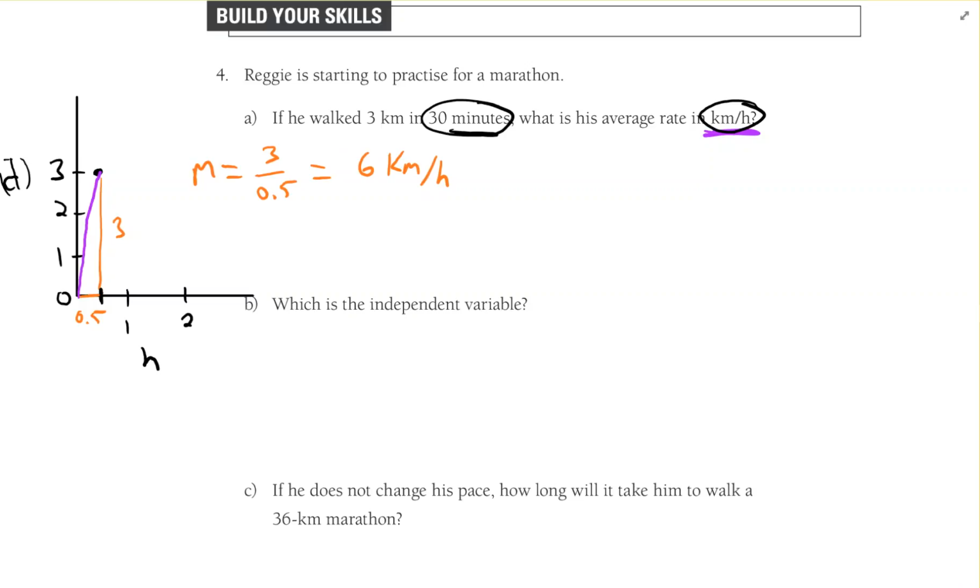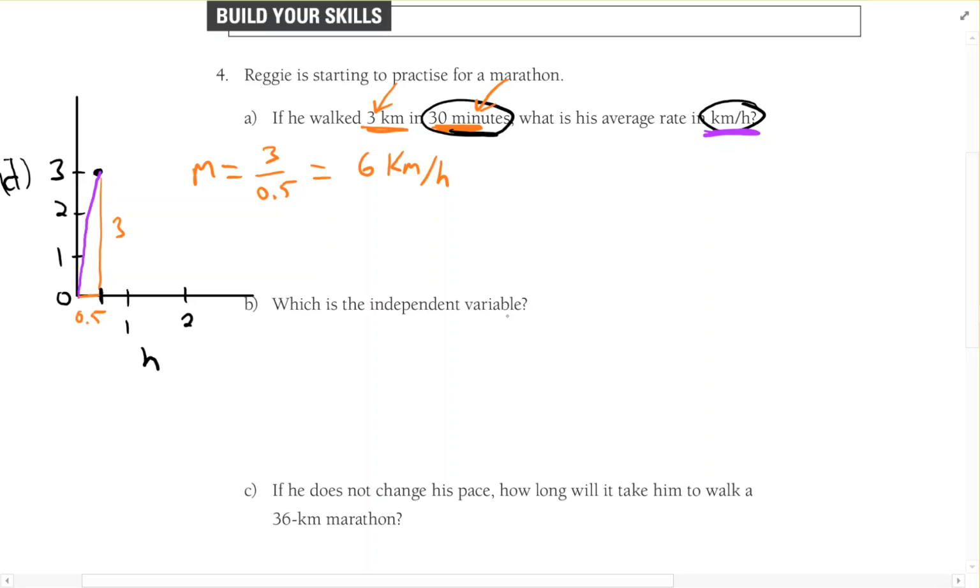Or maybe you could just do this one in your head. You could see that, okay, if he walks 3 kilometers in 30 minutes, how many kilometers would he walk in double that? If I doubled 30 minutes, well, he would walk 6 kilometers. So we'd be going 6 kilometers per hour. So I just wanted to show you both ways of thinking about that.